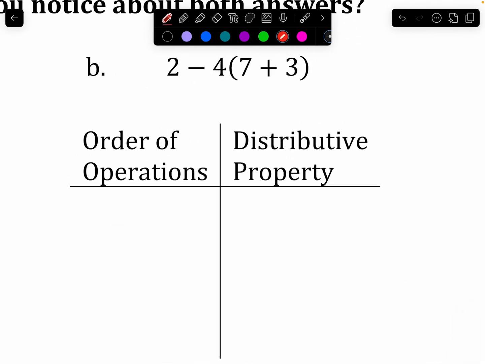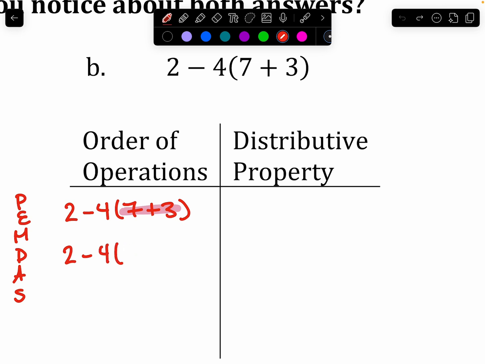All right, let's check out letter B. We're going to do the same thing with this problem. We are going to start with the order of operations. Miss PEMDAS, please excuse my dear Aunt Sally. We have 2 minus 4 times 7 plus 3. So I'm going to follow PEMDAS, and the first thing I'm going to do are my parentheses, which is 7 plus 3.